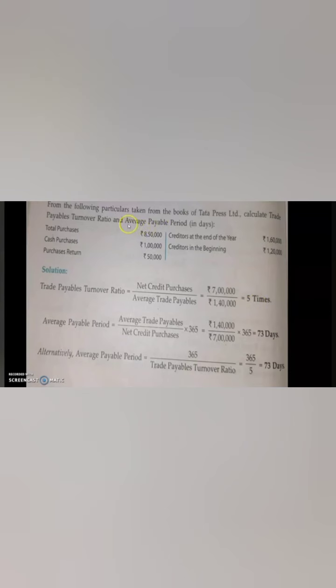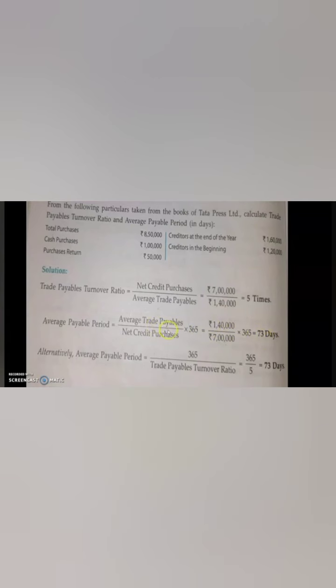Now they are asking you to find the average payable period also, that too in days. Okay, so you can use any one formula. They are not insisting which formula should be used. So you can use the formula average trade payables divided by net credit purchases into 365. Why 365? Because it is in days. So average trade payables, the answer you got 1,40,000. Net credit purchases you got 7 lakh into 365. After this calculation you will get 73 days.